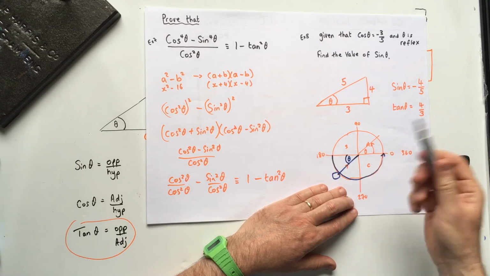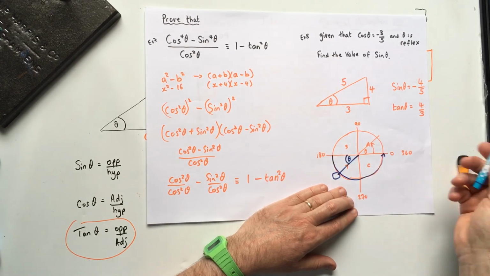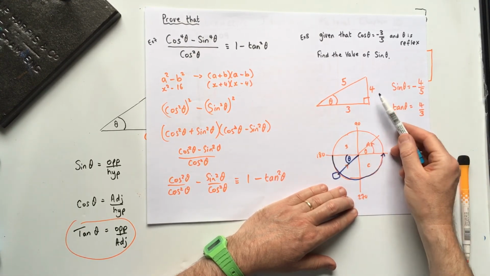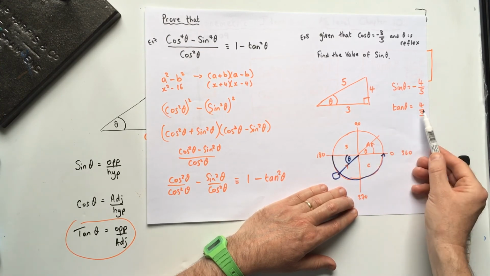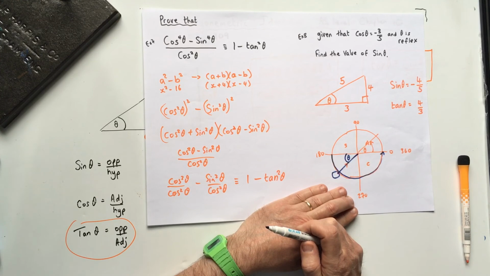If the question had said find the exact value of tan theta, we would have done 4/3. We would have looked where the angle is. It's in the tan region, so it's positive. So that is a plus 4/3. It can just stay as that.